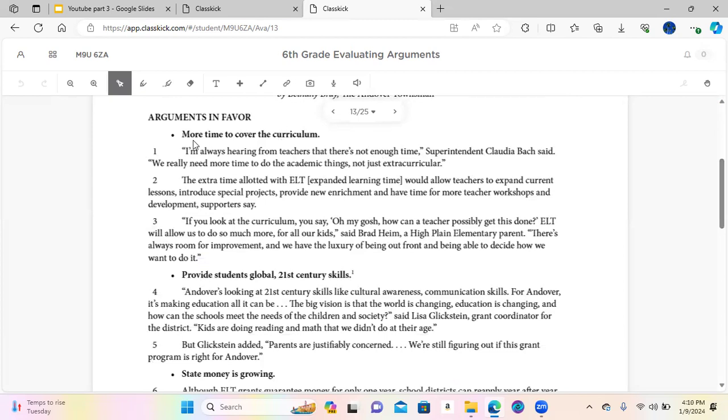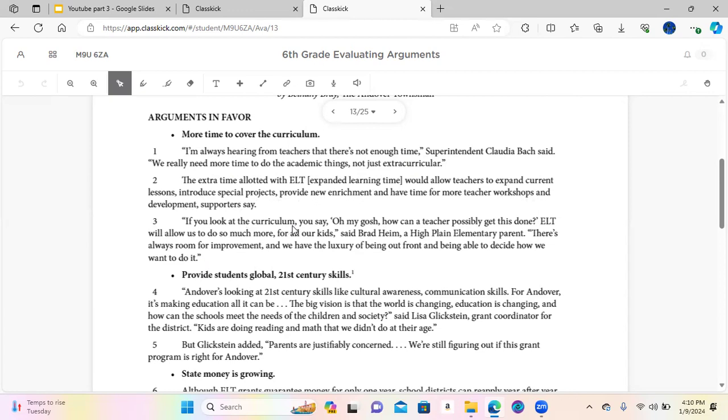So one argument is that there's more time to cover the curriculum. I'm always hearing from teachers that there's not enough time. Superintendent Claudia Bosch said, we really need more time to do the academic things, not just extracurricular. The extra time allotted with ELT, expanded learning time, would allow teachers to expand current lessons, introduce special projects, provide new enrichment, and have time for more teacher workshops and development, supporters say.